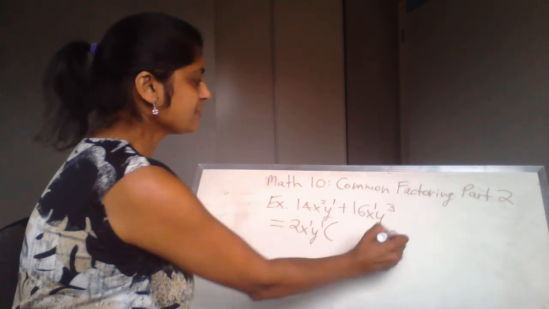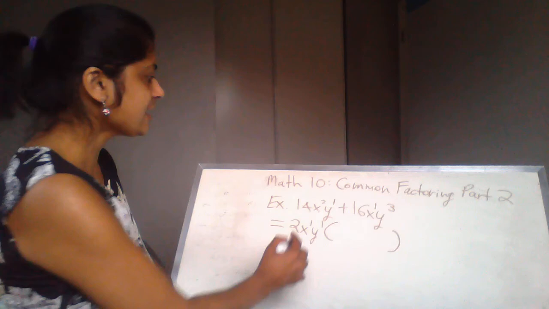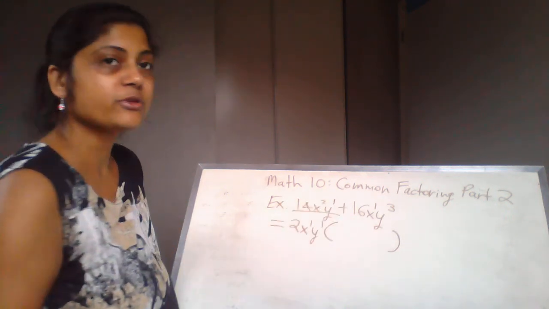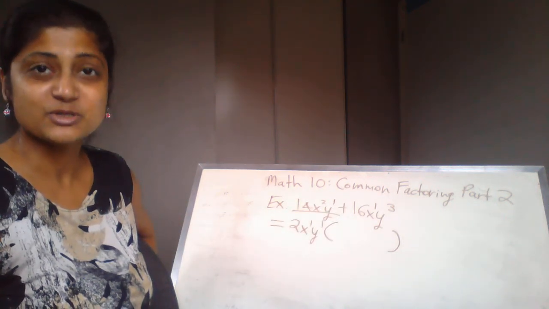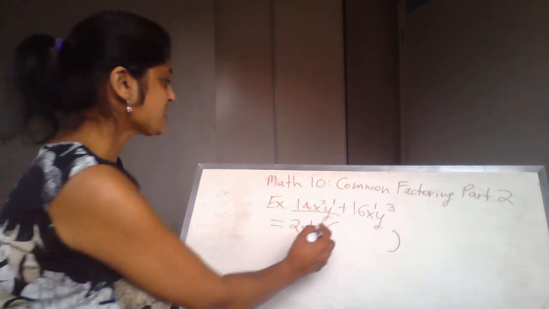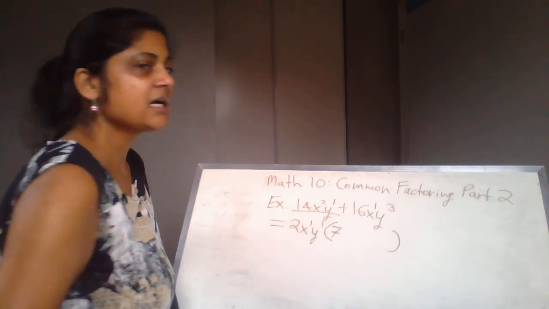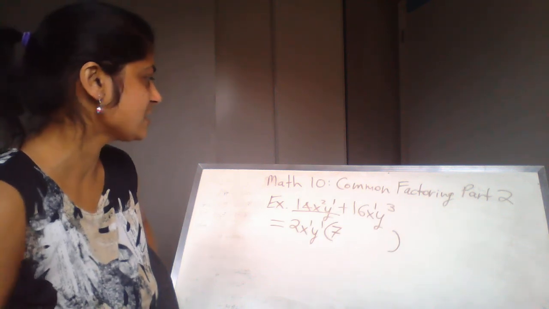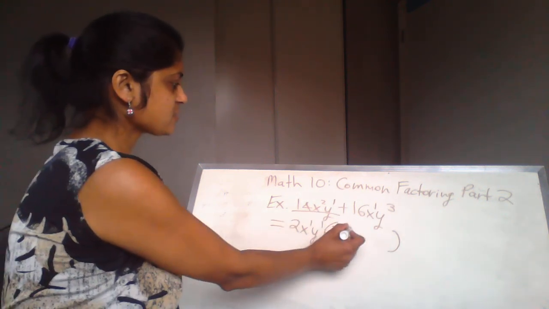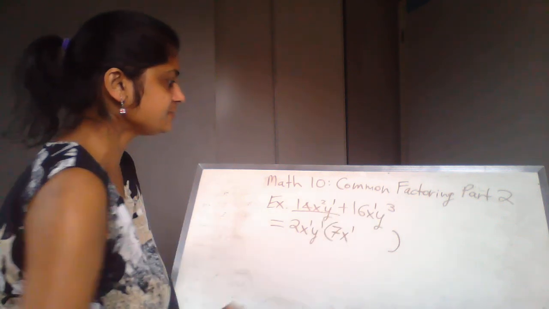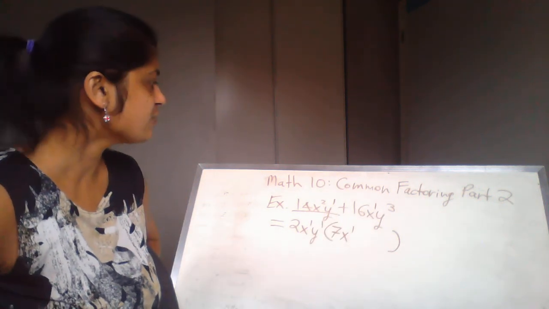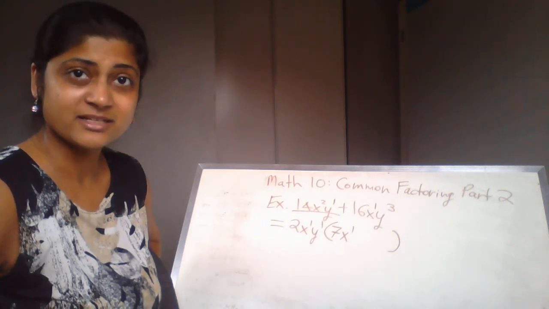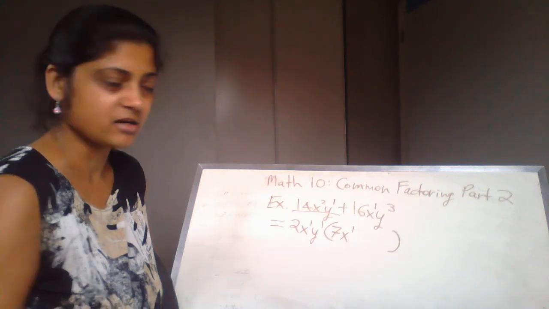Then I'm going to open up my brackets. We're looking at the first term. For the numbers, I'm just going to divide, so 14 divided by 2, which is 7. And the exponents, I'm going to subtract them because I'm dividing here. So this is x squared minus x to the 1, which is still x to the power of 1. And for the y, I could do y to the 1 minus y to the 1, which is 0, so the y is gone.